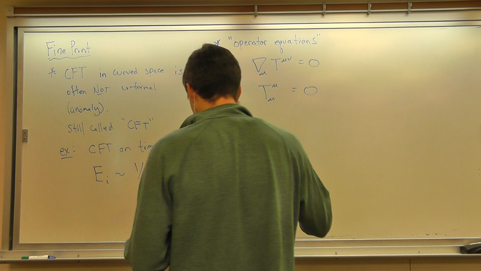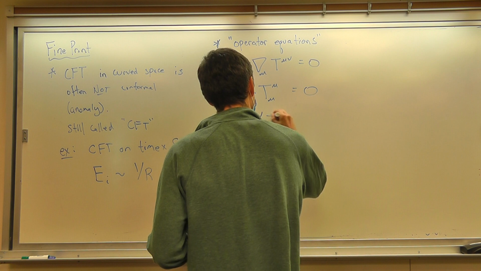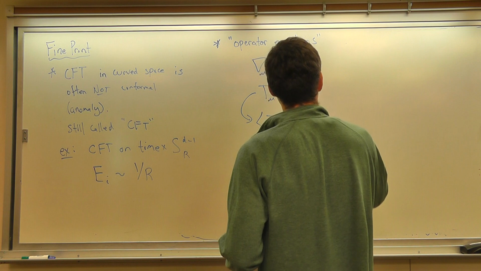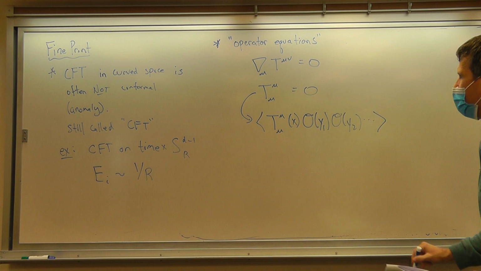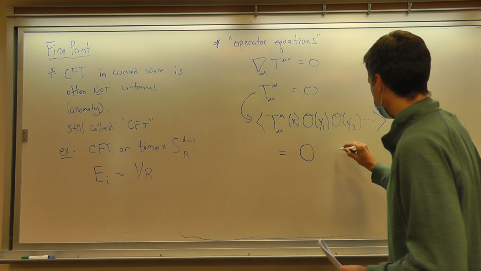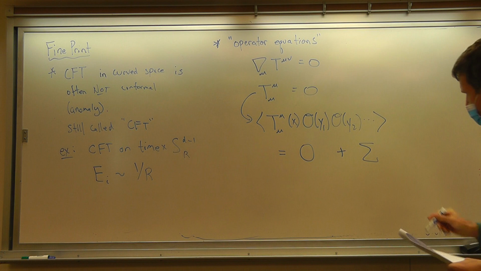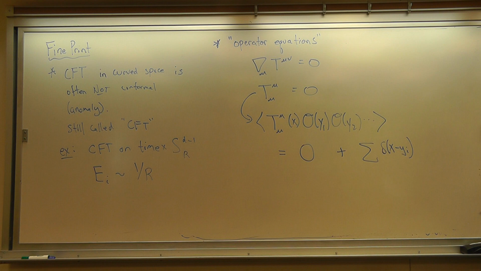This one, the second one, for example, means T mu mu of x, O of y1, O of y2, dot, dot, dot, is equal to 0 plus a sum of terms with a delta function of x hitting the other points. Correlation functions are not really functions, they're distributions. The physical things are what you get when you take correlation functions and you integrate them against stuff, just like the meaning of a delta function is what you get when you integrate it. Okay, and this is like times other stuff.